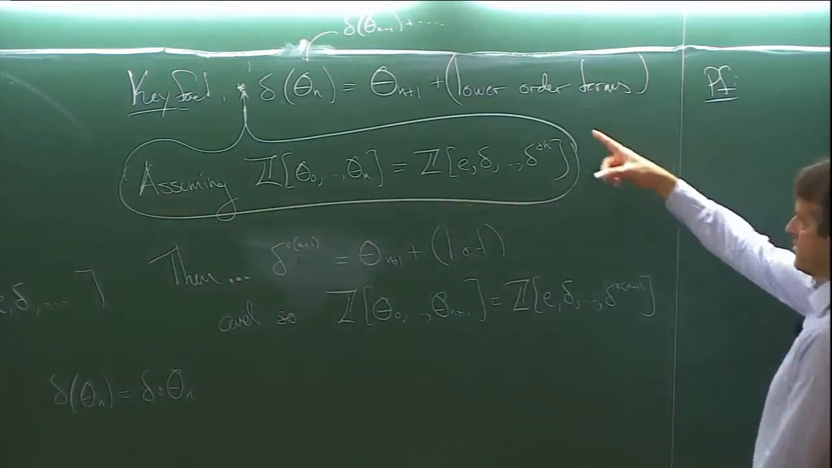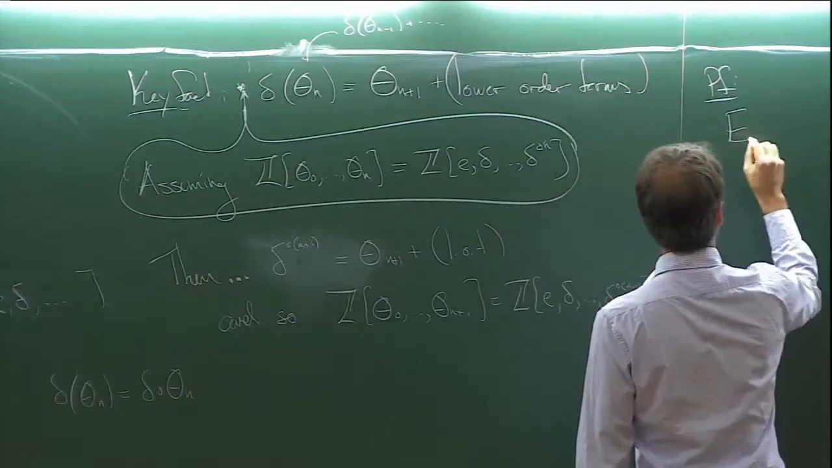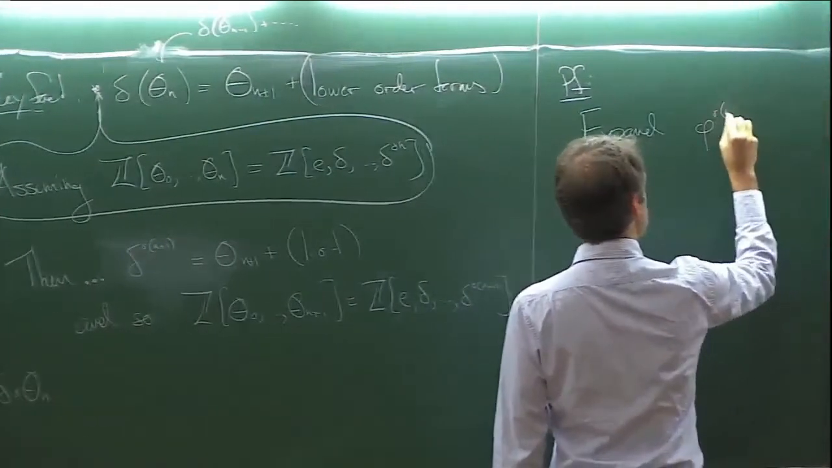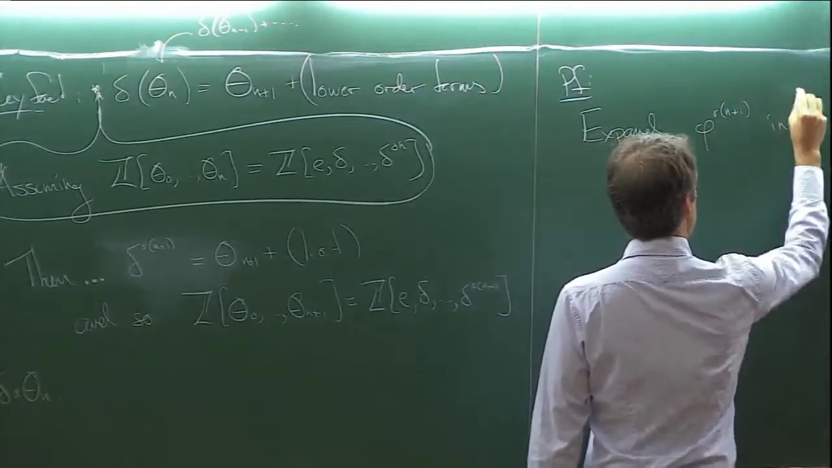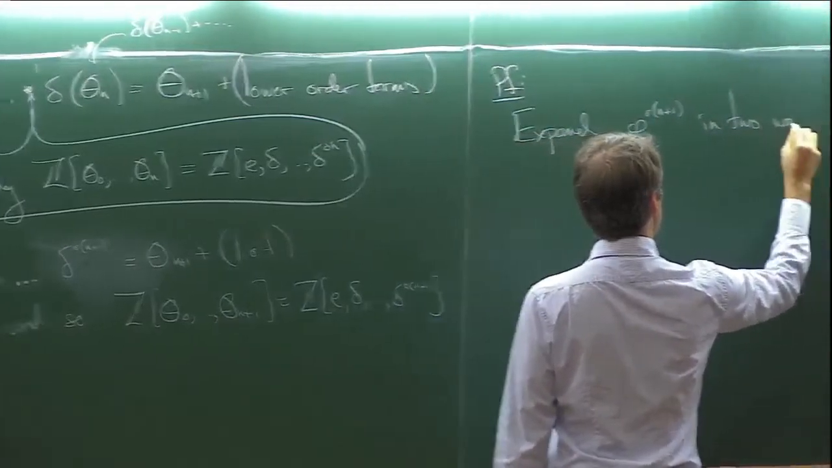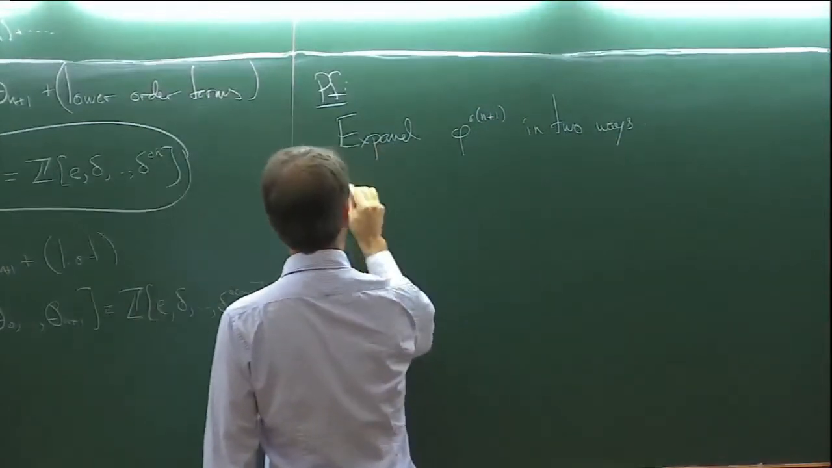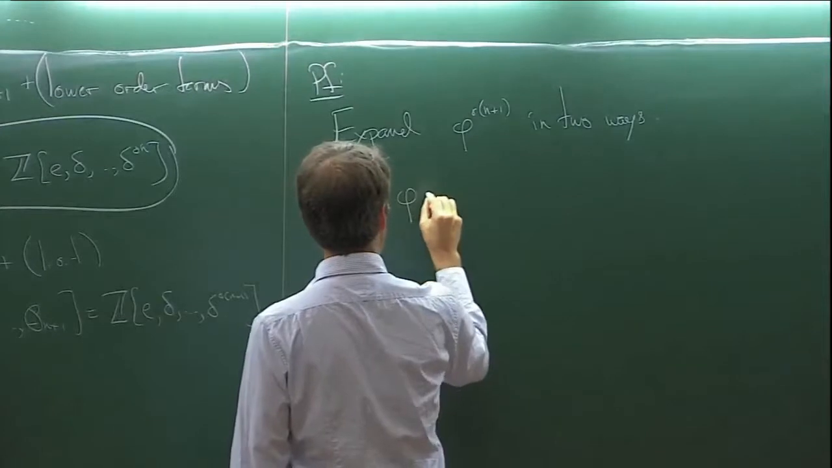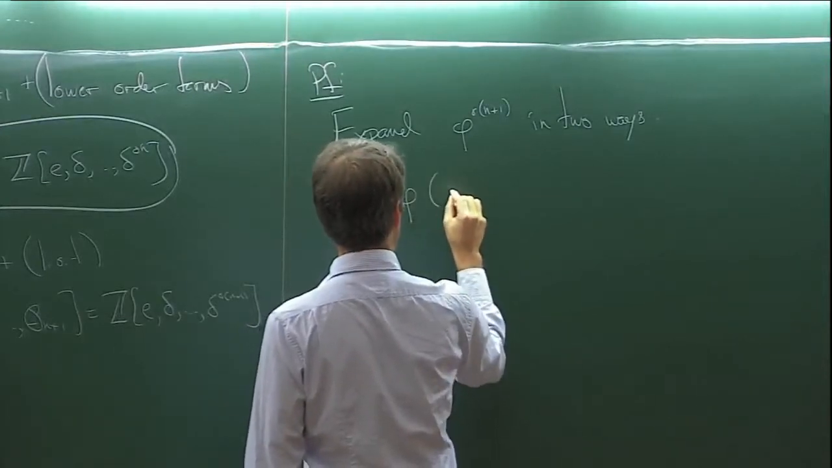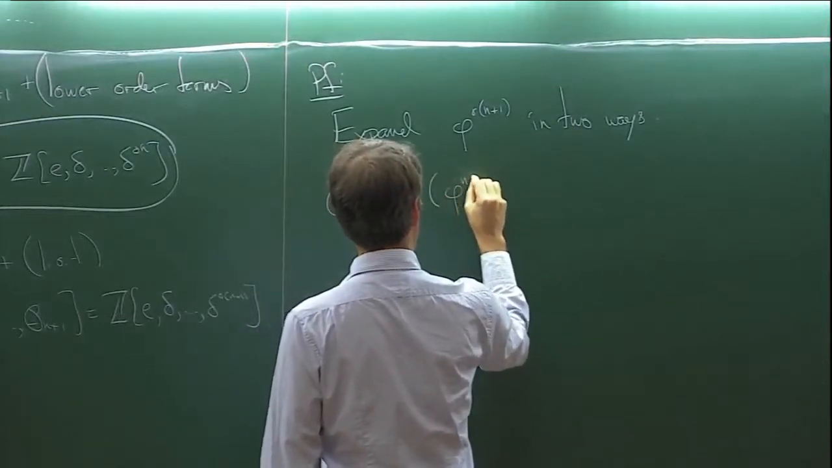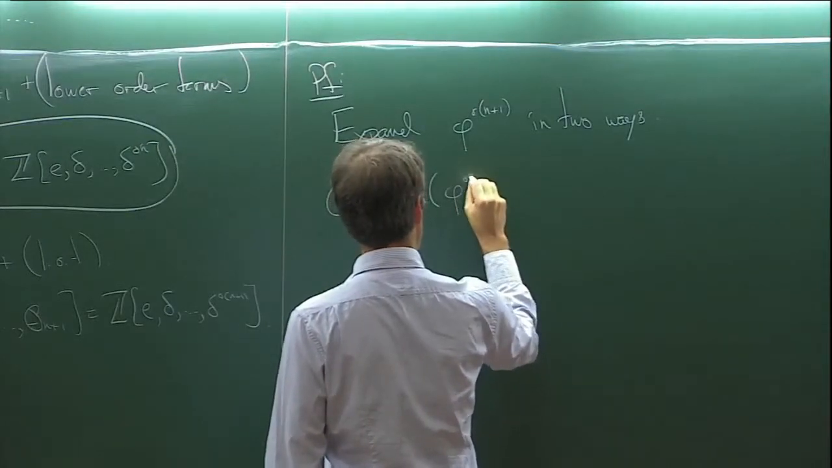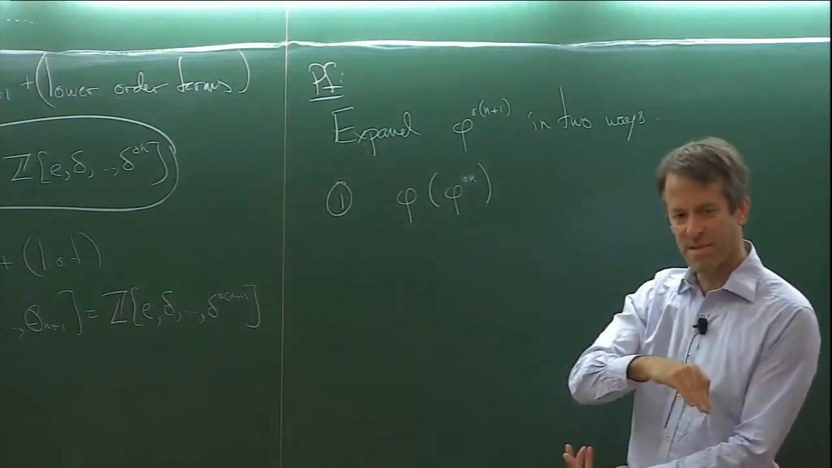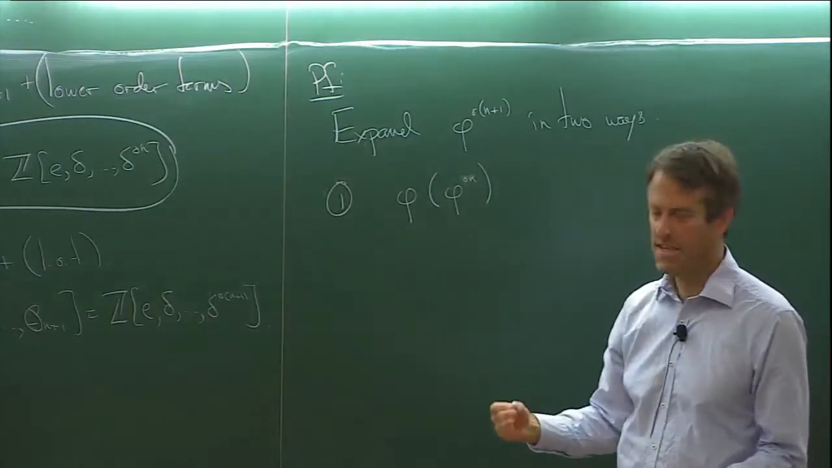Okay, so now let's just prove this. The point is to expand phi composed with itself n plus 1 times in two ways. When I take an operator and apply it to something in the ring of operators, I just mean composition.